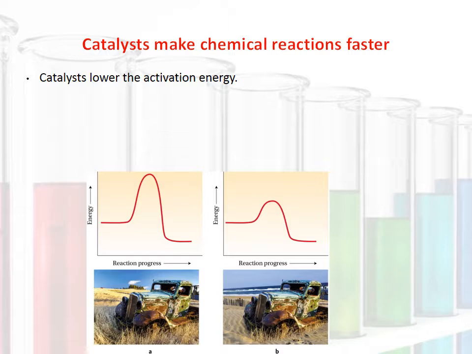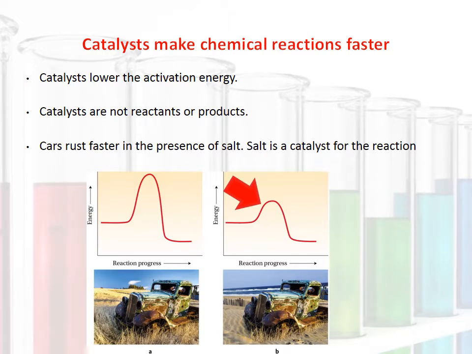The catalyst for this is actually salt. And what we see is that the energy hill is much lower once the catalyst is present. Lower activation energy gives a faster reaction. So catalysts make reactions faster. Another thing to note is that catalysts are not reactants or products. They're unchanged by the reaction. So an example of a catalyst would be salt that accelerates the rusting of steel. So cars rust faster in the presence of salt. So salt is a catalyst for the reaction, but salt is not considered either a reactant or a product.